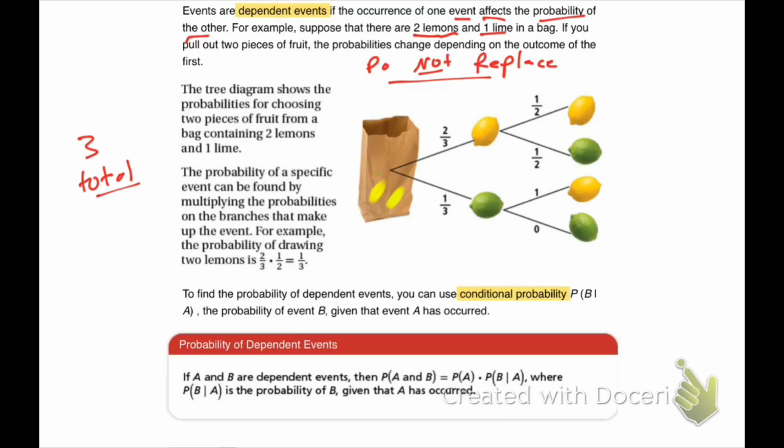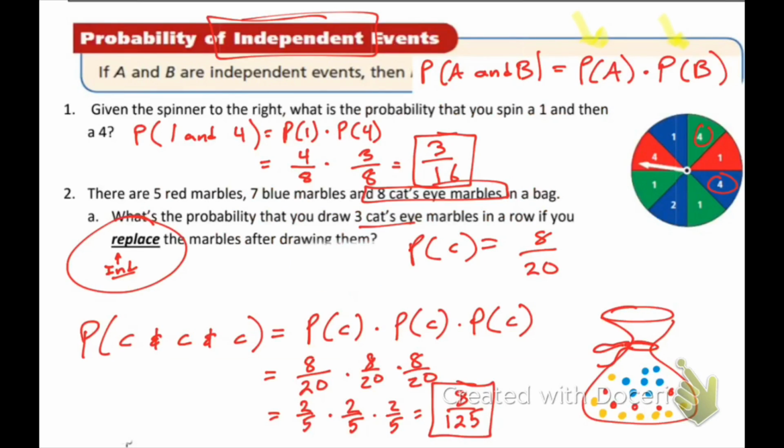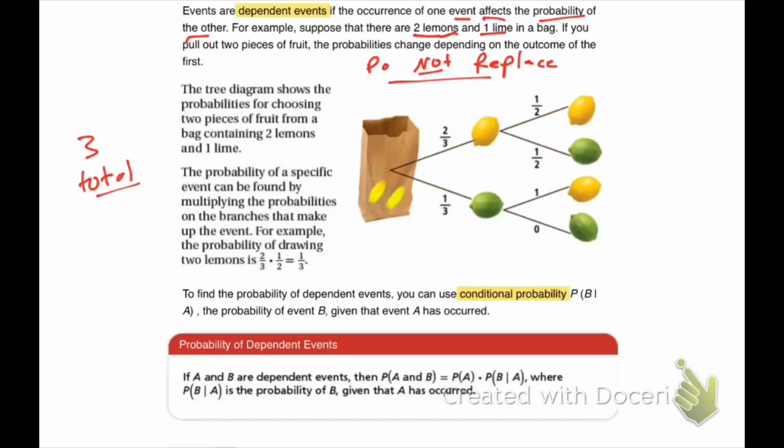So to calculate these probabilities, we're just going to multiply them together just like we did for the independent events. We're still going to multiply them together. So the probability of lemon then lemon is going to be 2/3 times 1/2. Well, 2/3 times 1/2 is 2/6, which reduces to 1/3.